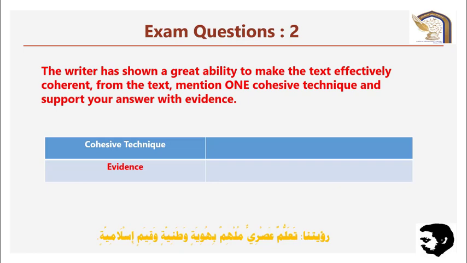The second kind of question concerning this video is a CR question. Look at the example here. The writer has shown a great ability to make the text effectively coherent. From the text, mention one cohesive technique and support your answer with evidence. So, here is a table which has two spaces, and you have to fill in these two spaces with the correct words. For example, you can find reference as a cohesive technique, and you have to find an example for this reference.